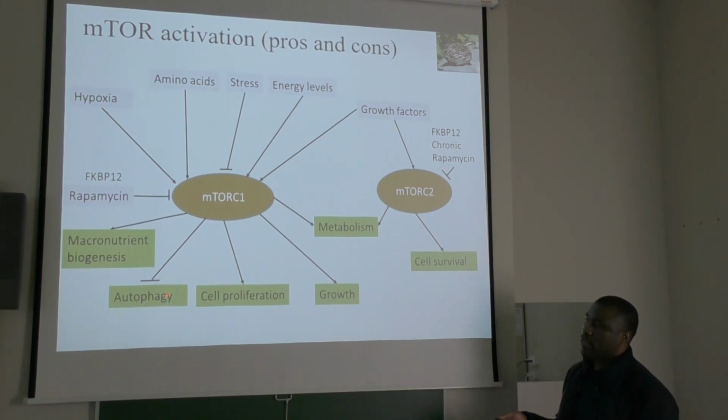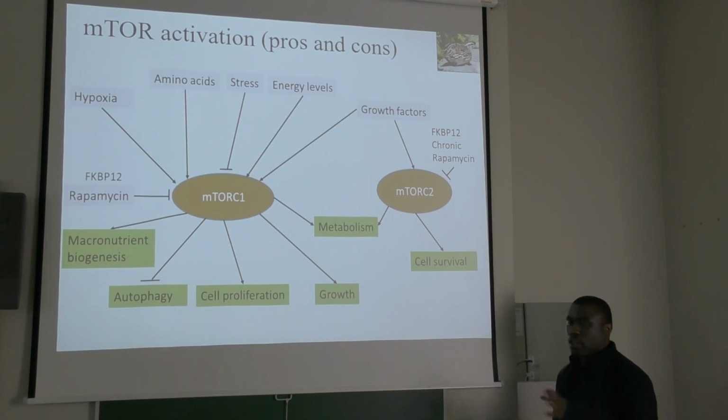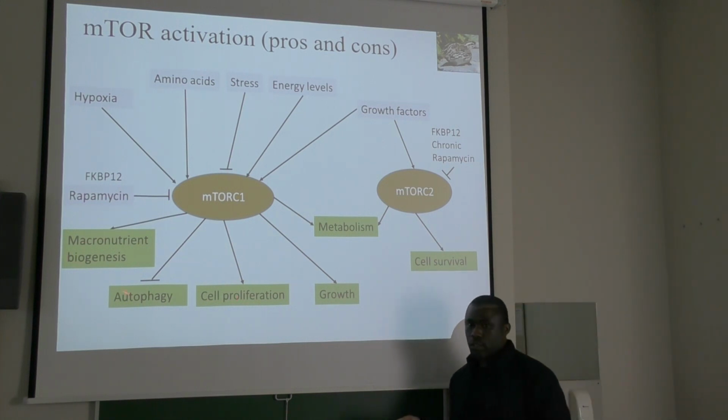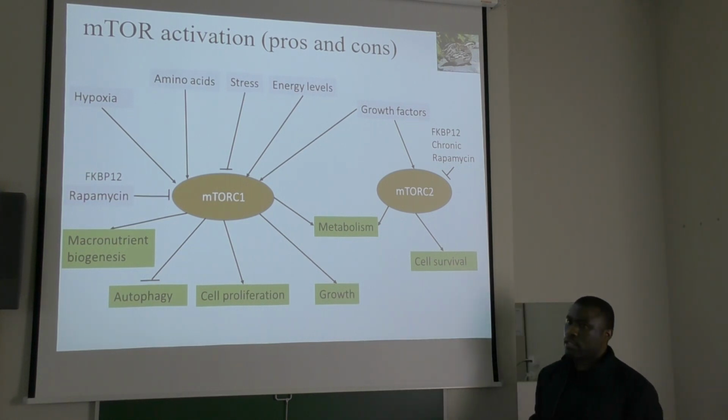If all these factors are available and you inject rapamycin into the organism, the mTOR pathway is inhibited, and that stimulates autophagy, which is the clearing of cellular components. Once cellular components have been used, you can remove them by this process, autophagy. But if the mTOR pathway is activated, it influences growth, metabolism, cellular proliferation, and macronutrient biogenesis, like protein synthesis, lipid synthesis, and other related metabolic pathways.